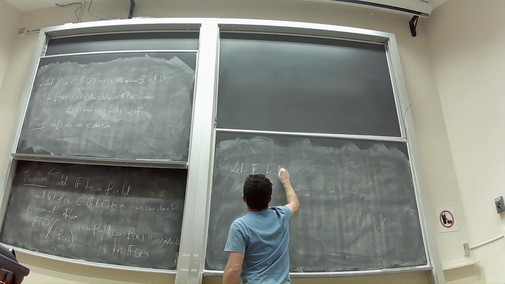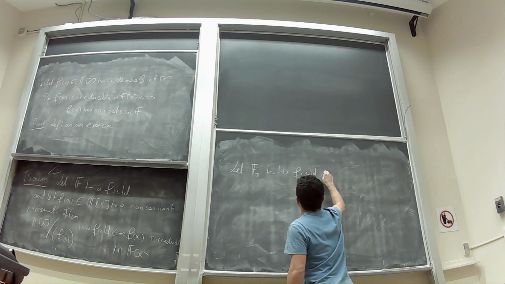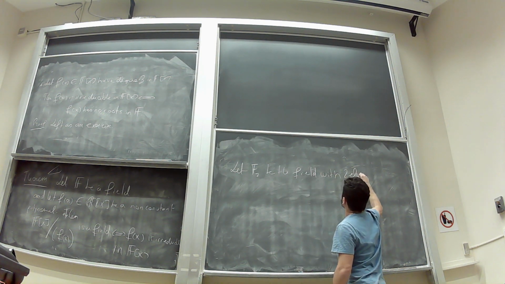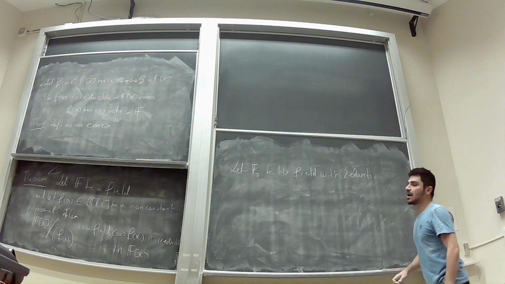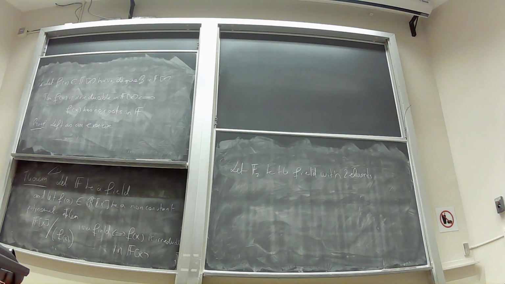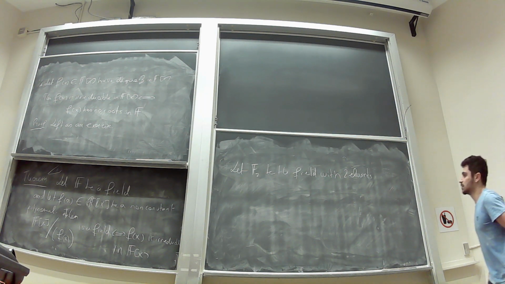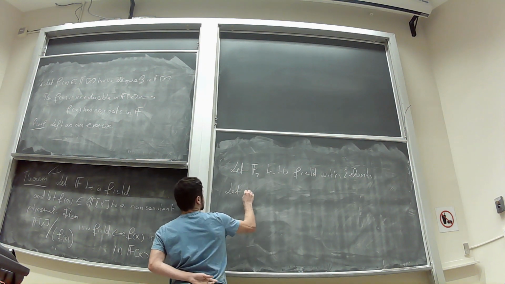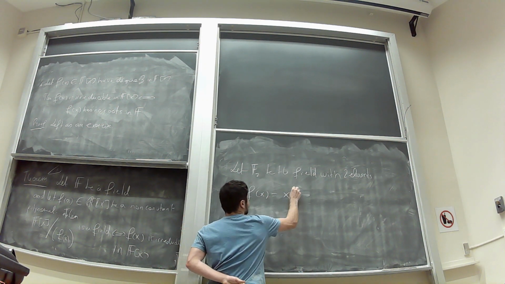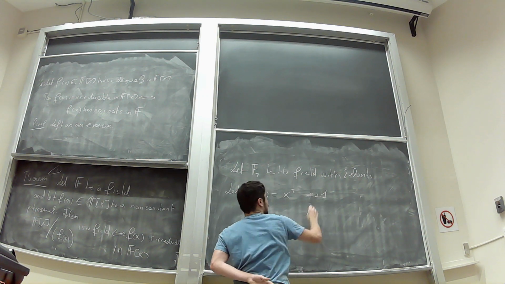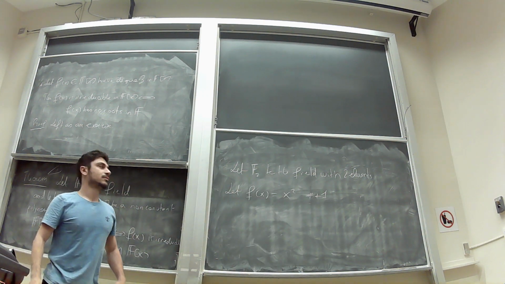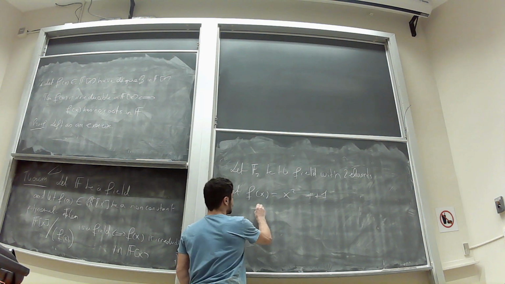Let F2 be the field with two elements. Can you give me an irreducible polynomial of degree 2 in F2[x]? So I want a polynomial of degree 2 that has no roots. Yeah? X squared plus 1. Let's have a look at x squared plus 1. So let f of x be equal to x squared plus 1. Let's plug in 0 here. What do we get? F of 0 is equal to what?